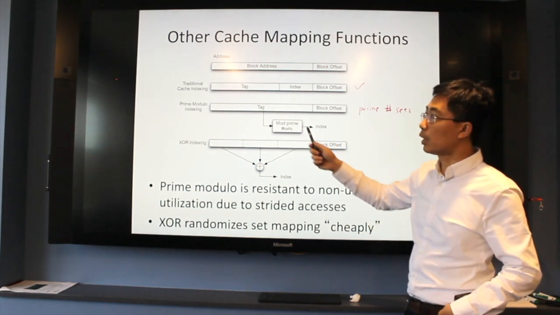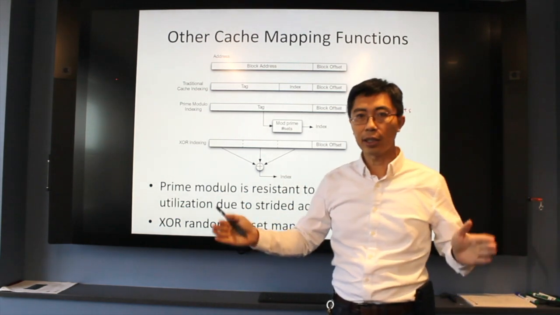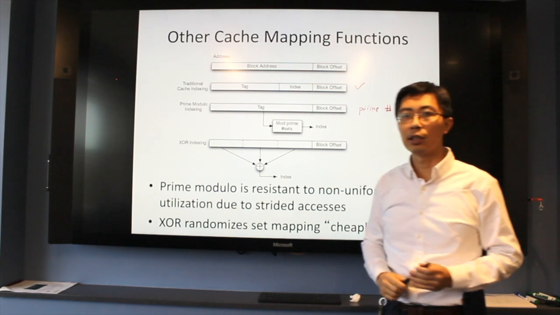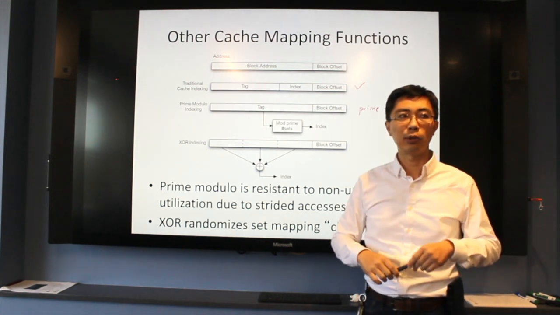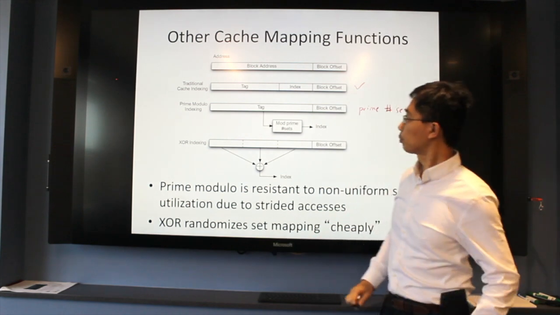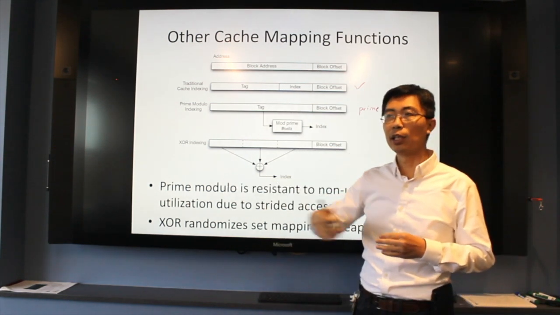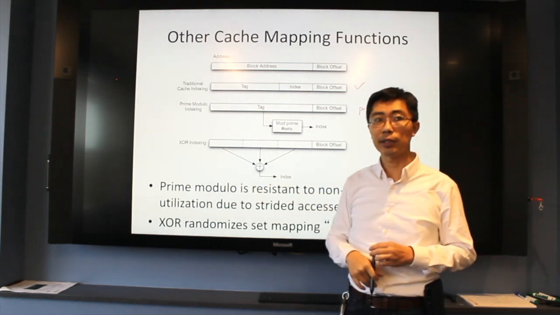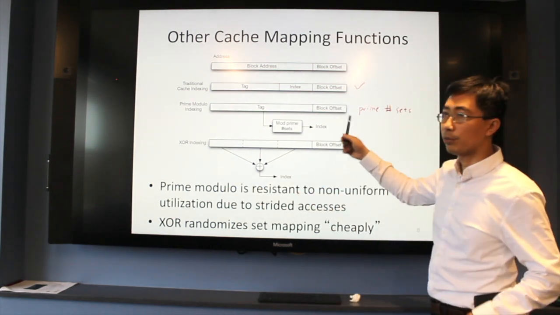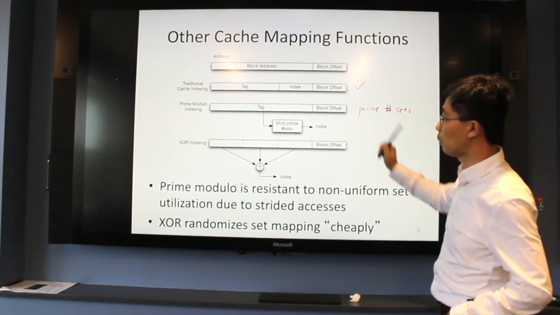With prime modulo indexing, the idea is that a lot of structures, arrays, matrices, and so on, are very unlikely to have a prime size. With prime modulo indexing, if you have striding accesses, they will go to different sets. So you have a much more uniform set utilization. That's prime modulo indexing.